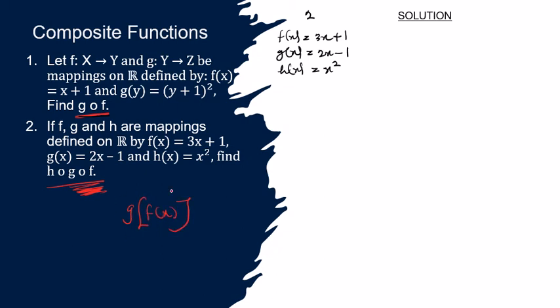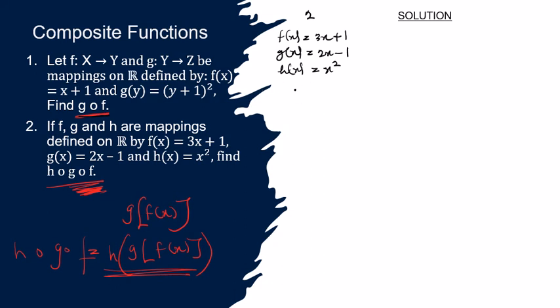After getting the result of this, we now put everything inside h of x. So this is what we call h of g of f. Good. So this is what we are looking for. Do you understand? That's what we'll be doing here. So let's start by finding first g of f of x.